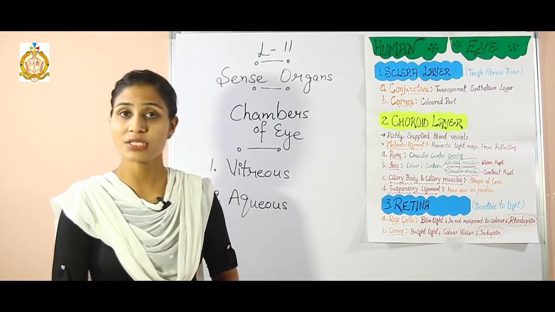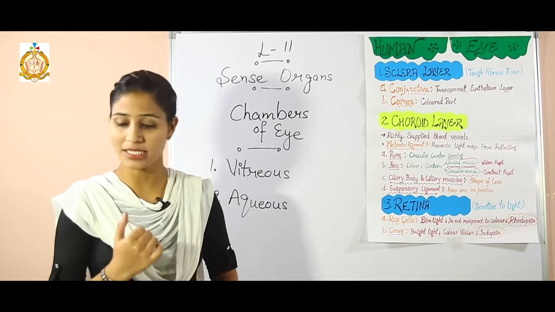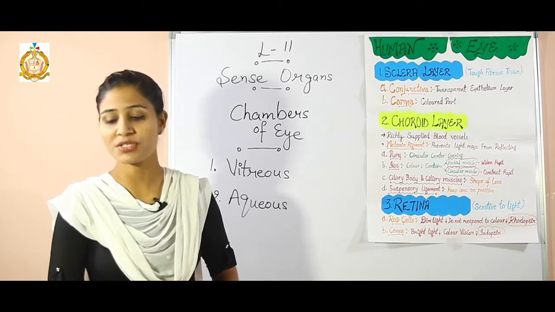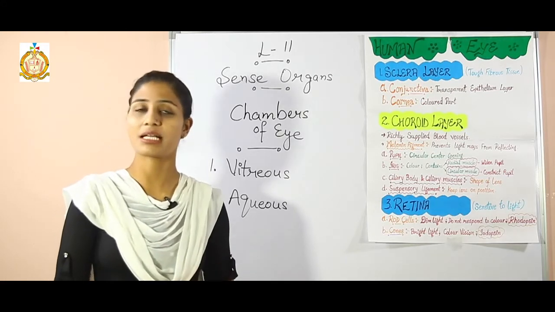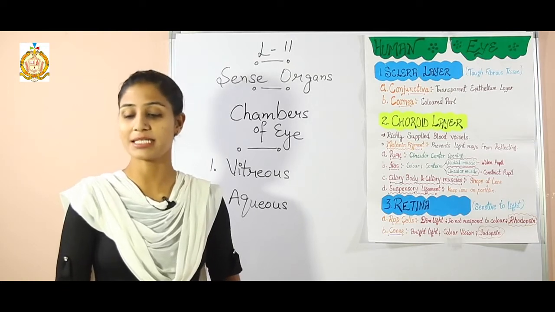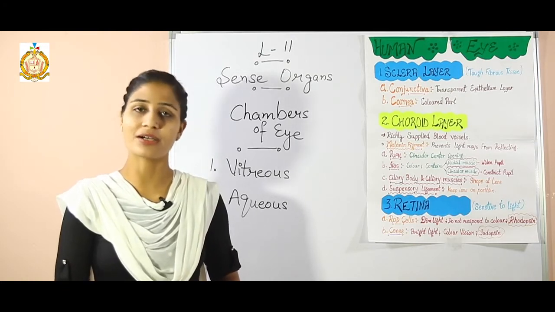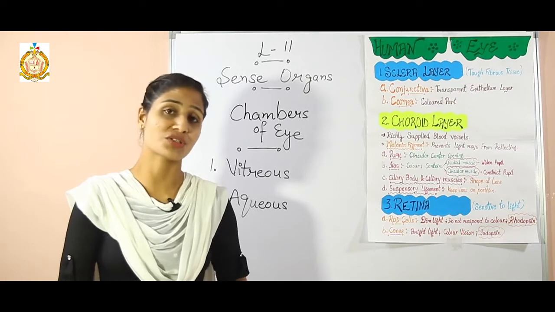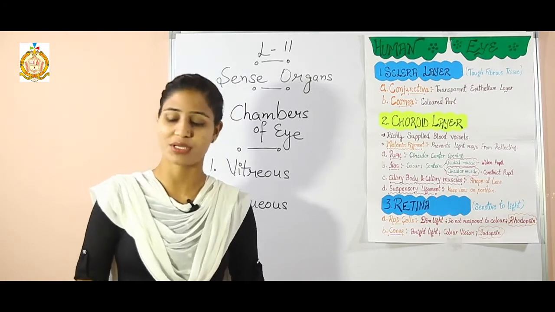Next one, the vitreous chamber, that is present just behind the lens. And what is the function of the vitreous chamber? It is helpful for keeping the eyeball in its position, and it protects the retina and the nerve endings. Those are the functions of the aqueous chamber and the vitreous chamber.